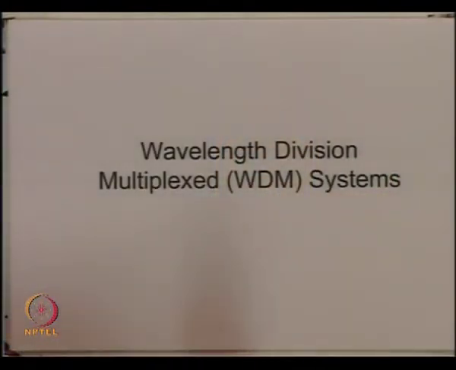Now, what is the origin of this WDM system? If you recall, when we discussed the point-to-point communication link and the sources and detectors used for it, we found that the detectors and the sources have a bandwidth limitation. What that means is that these sources cannot be modulated beyond a certain frequency. With today's technology, it will be very difficult to modulate an optical source beyond about 10 gigabits per second, and on the receiver side, it will be very difficult to detect a signal with a data rate higher than 10 gigabits per second.